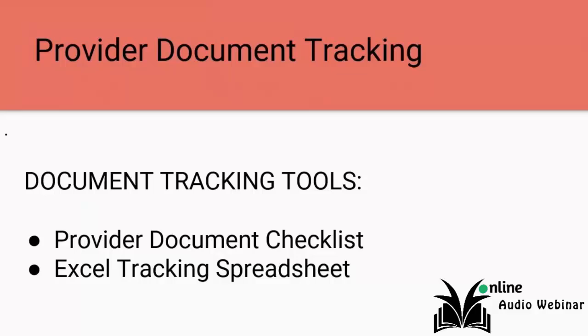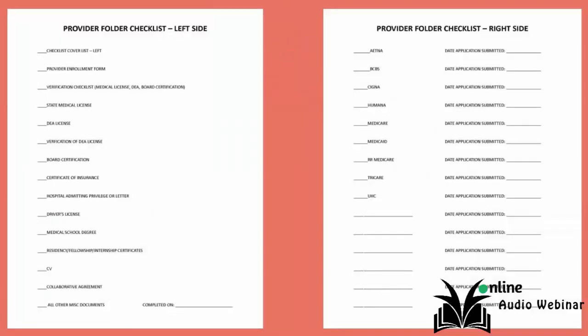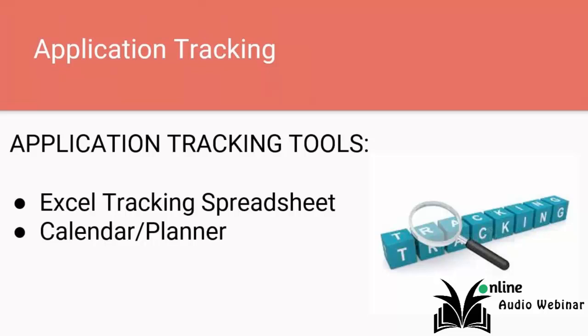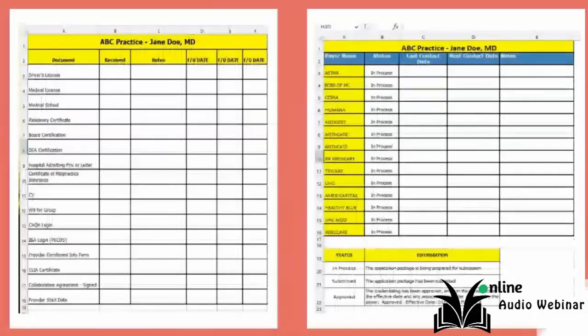For the provider document tracking, two of the document tracking tools are the provider document checklist and the Excel tracking spreadsheet. And here is an example of those checklists. For application tracking, I find the best thing is an Excel tracking spreadsheet and a calendar or planner. Here's an example of the tracking spreadsheet.